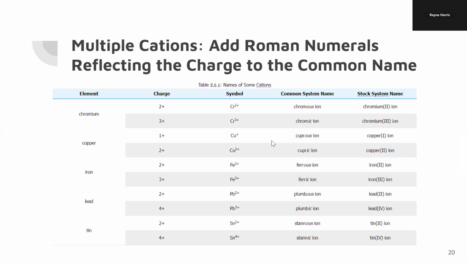So if we go back, pretty much all of these, chromium is in the d block. Copper's in the d block. Iron is in the d block. So all of these transition metals can have multiple ion configurations. And the way that we name them is typically by adding a Roman numeral in their name. So copper 2 ion, copper 1 ion. That lets you know exactly what the charge is.